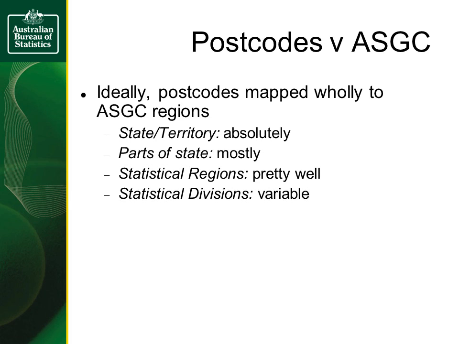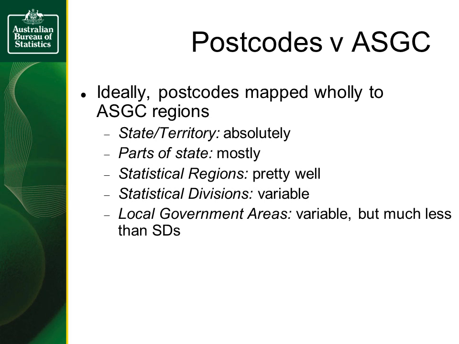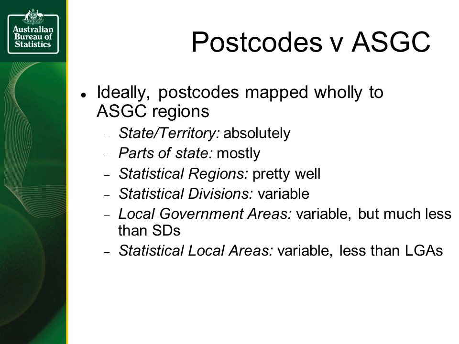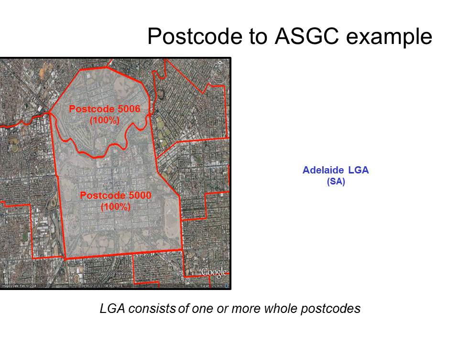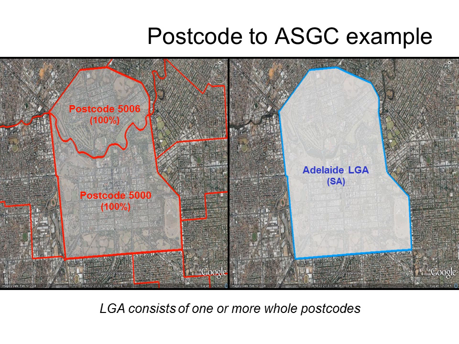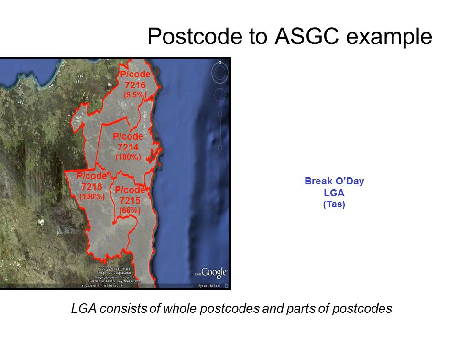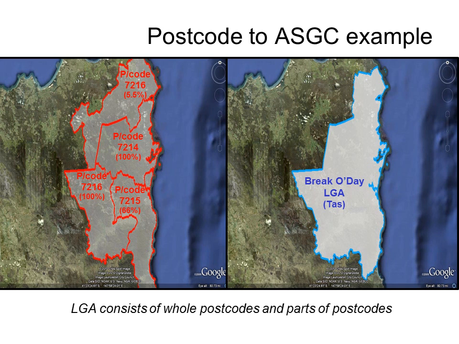However, when it comes to other levels of geography, such as local government areas, and especially for the statistical local area, this relationship is not so straightforward. Some local areas can be built from entire postcode areas. However, other LGAs and SLAs may include partial postcodes.